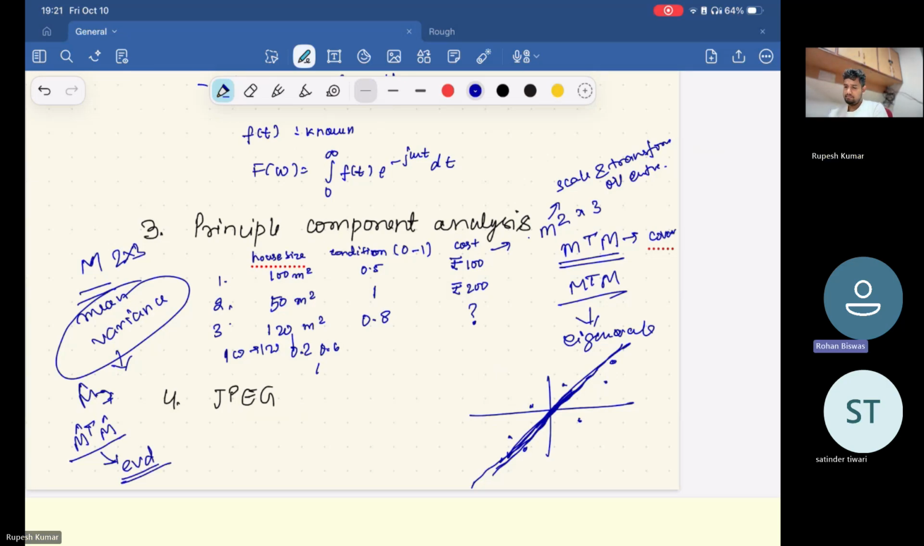Okay. So now the eigenvectors are essentially the principal components. Principal directions basically. Okay, sir. Yeah. Thanks.